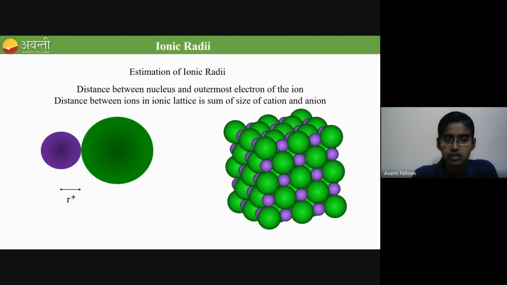So this is the radius of the cation, denoted by R plus, because here is the nucleus and this is the outermost electron. That is R plus, and this is R minus. This is the nucleus and this is the outermost electron. That is R minus. If you take the sum of the cation and anion radii, that will give you the distance between those two. So this is called the ionic radii.